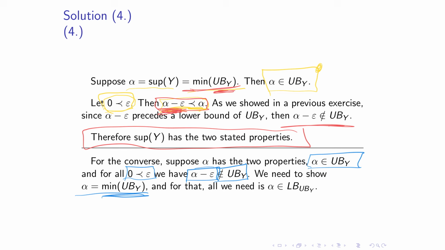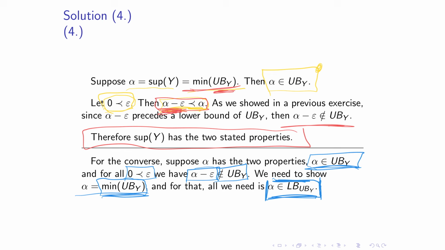Well, being in the set is given for free by that first property. So then all we have to do is show the second property of being a minimum, which is to be a lower bound. That's part of what it means to be a minimum as well. So we need to show that alpha is a lower bound on the set UBY, which is the set of upper bounds. So it's a lower bound on the set of upper bounds.